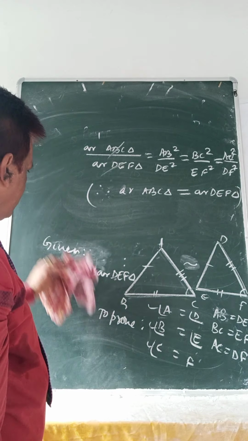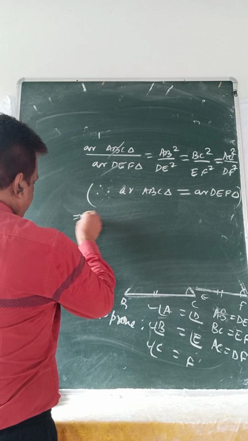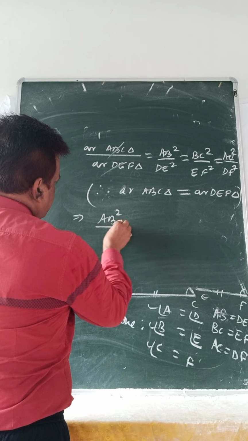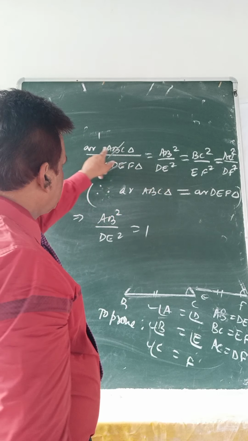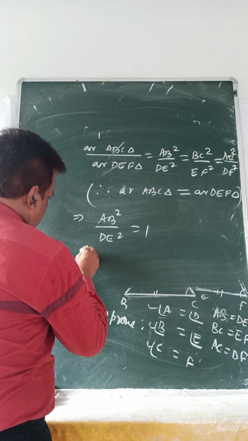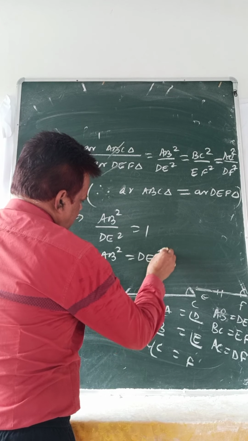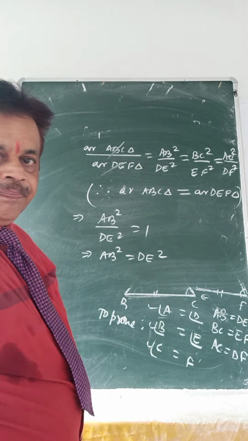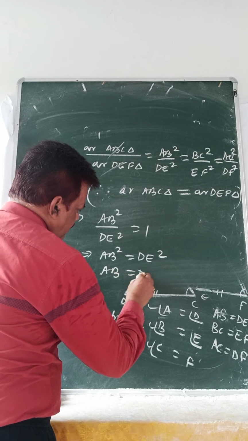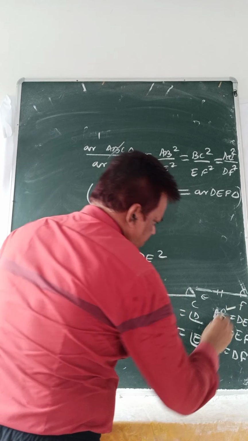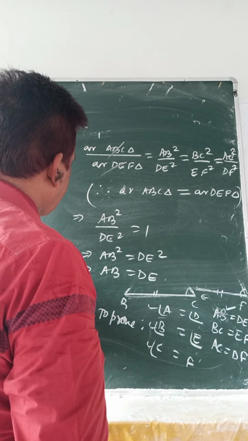So what did you get? You'll get AB square by DE square equals 1, and this ratio is equal to 1. This implies AB square equals DE square, by cross multiplication. Implies AB equals DE. See, it came, AB is equal to DE. Got it or not?